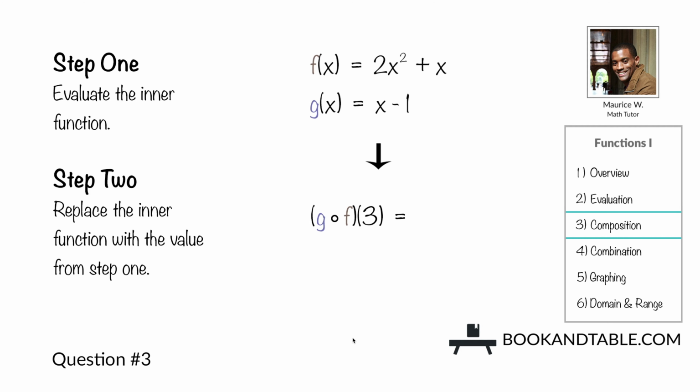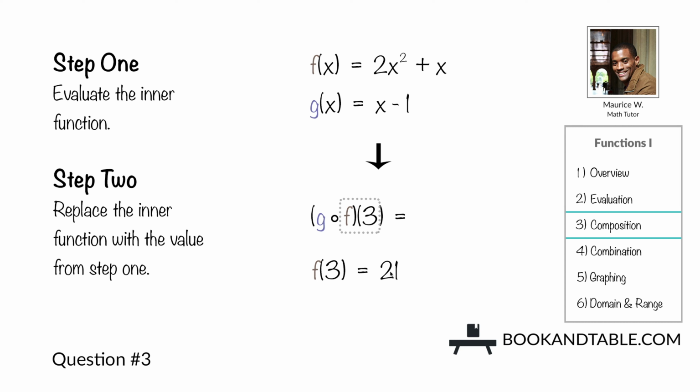Let's now have a look at question number 3. We're asked to find g of f of 3. So step 1, evaluate the inner function, which would be f of 3. So we plug in 3 for x here and evaluate, giving us 2 times 3 squared, which is 9. 9 times 2 is 18. And 18 plus 3 is equal to 21. So we have f of 3 is equal to 21.